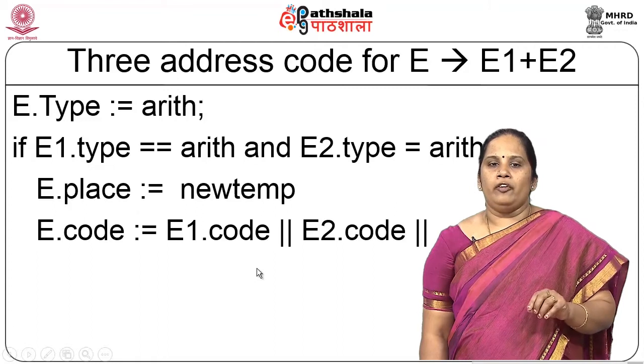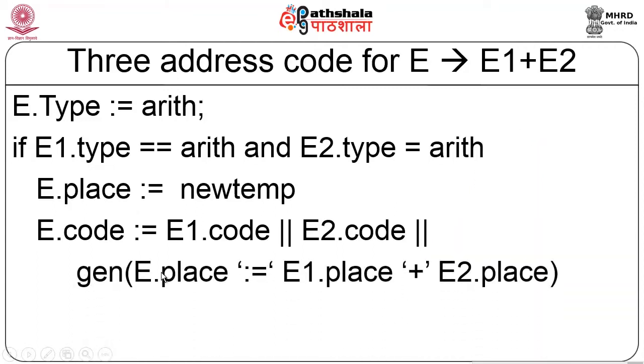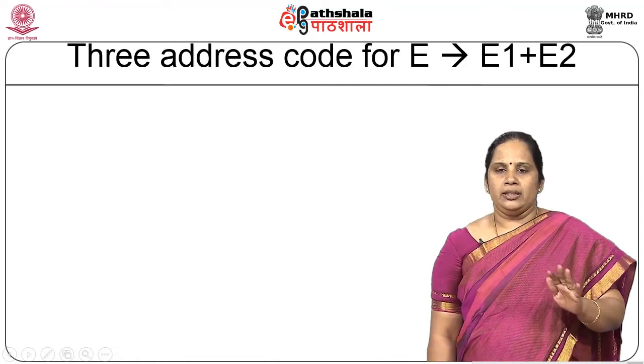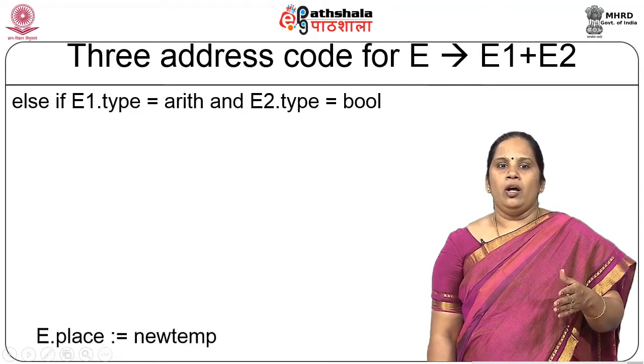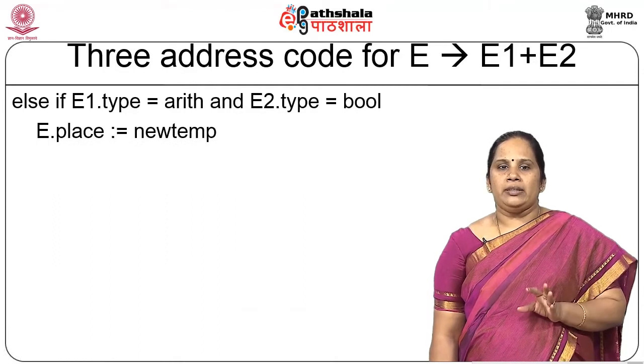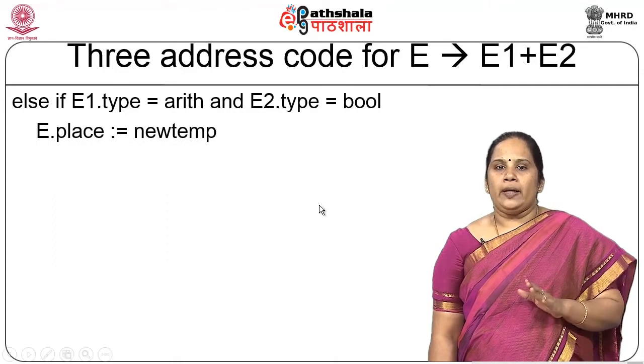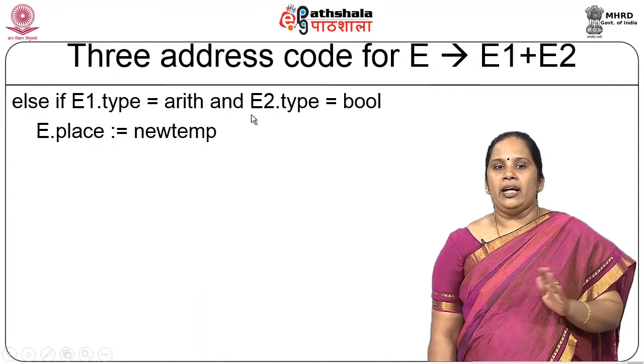I will generate code for E1, generate code for E2, and then I will generate E dot place is equal to E1 dot place plus E2 dot place. This is very simple. This is similar to the previous one. On the other hand, if E1 dot type is equal to arithmetic and E2 dot type is equal to bool. That is, one is arithmetic, other is bool.